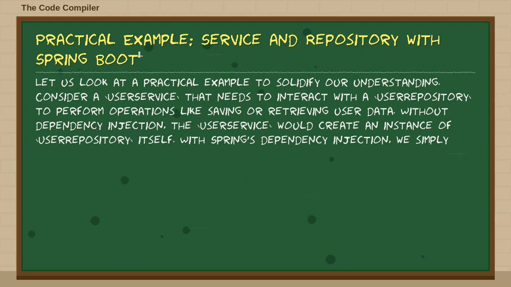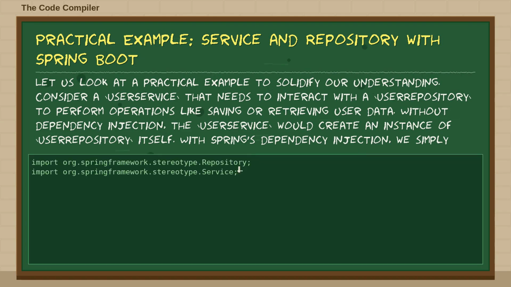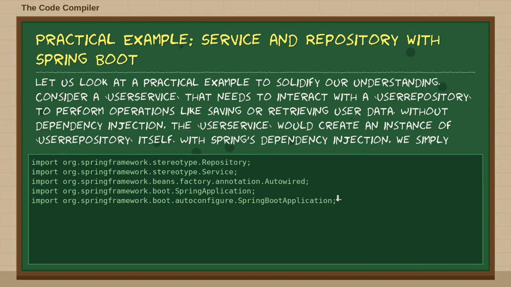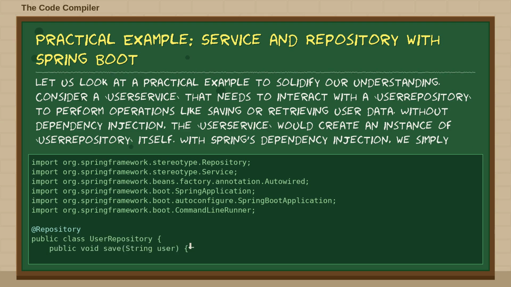We annotate the user service with @Service and the user repository with @Repository, telling Spring that these are components it needs to manage. Spring will then automatically detect these components, create instances of them, and inject the user repository into the user service when it creates a user service object. This way, our user service does not know how its user repository is created, it just knows it needs one, and Spring provides it. This makes our code much cleaner and more modular.